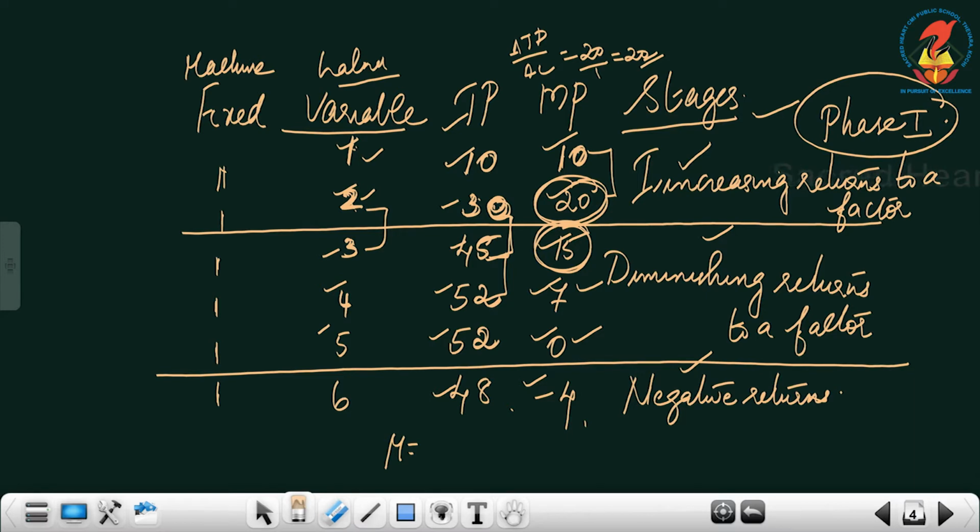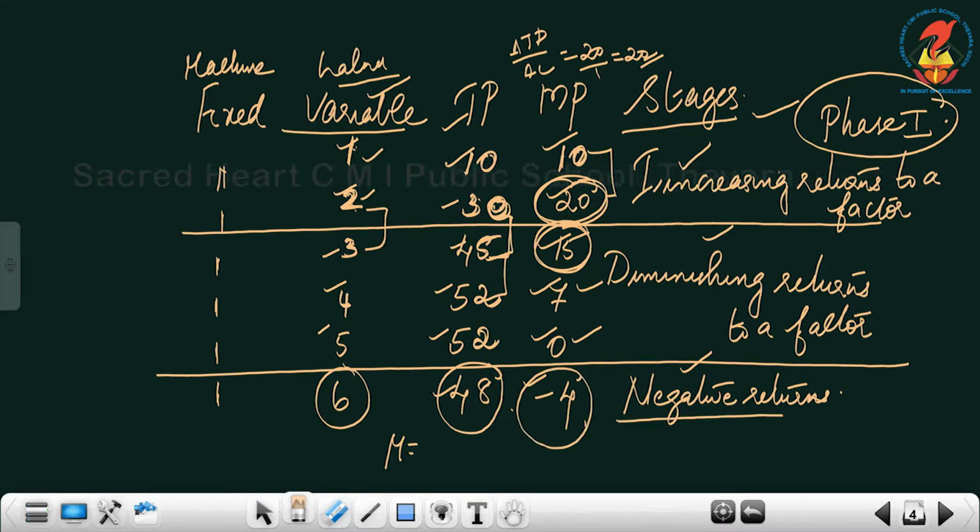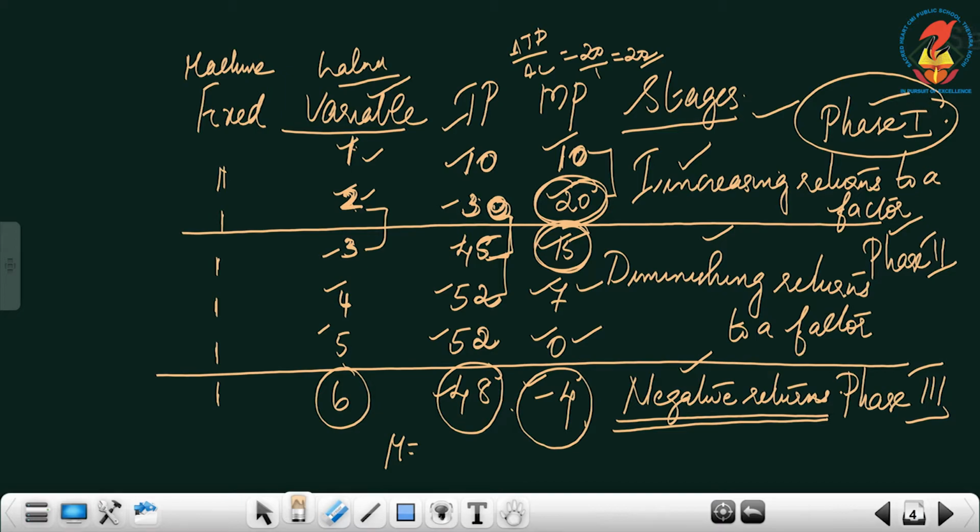Now let us see, when we are adding the sixth labor, the variable factor, what happens to total productivity? Total productivity falls from 52 to 48 and marginal productivity becomes negative. It is based on the stress given on marginal productivity. We have written the third phase as the phase of negative returns, because only marginal productivity can become negative. Total productivity will not become negative. So we can divide the phases as phase 1, phase 2 and phase 3.